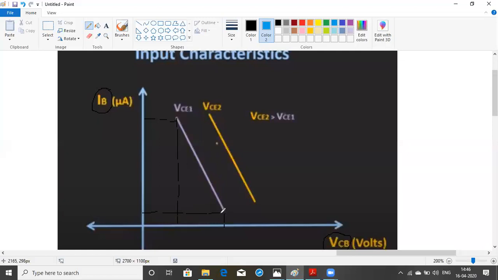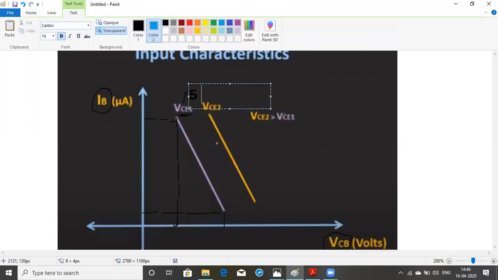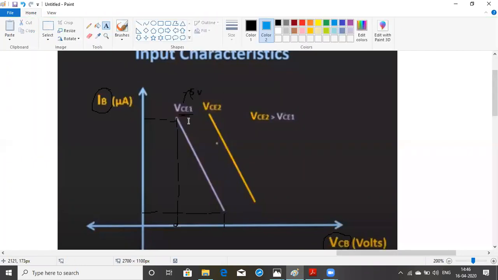See what happens at one value of VCE, considering it as a constant, approximately 5 volts or 10 volts. Just consider it as a very small value, that is 5 volts. For 5 volts of VCE, at one point of VCB, the IB value is this one, at position 1. But whenever you increase the VCB, the current value decreases, at position 2.